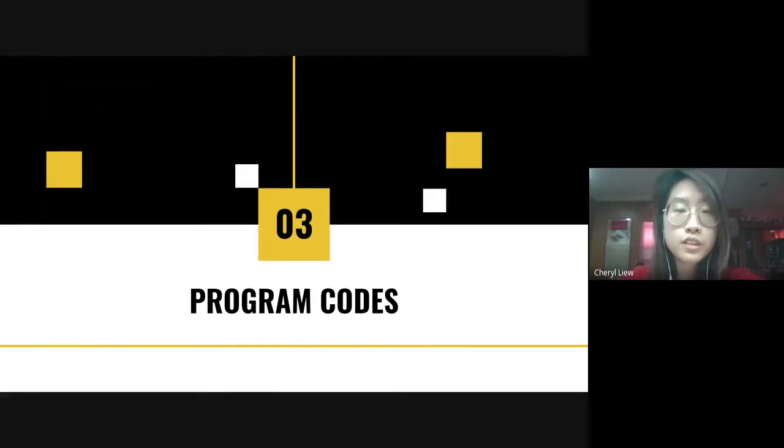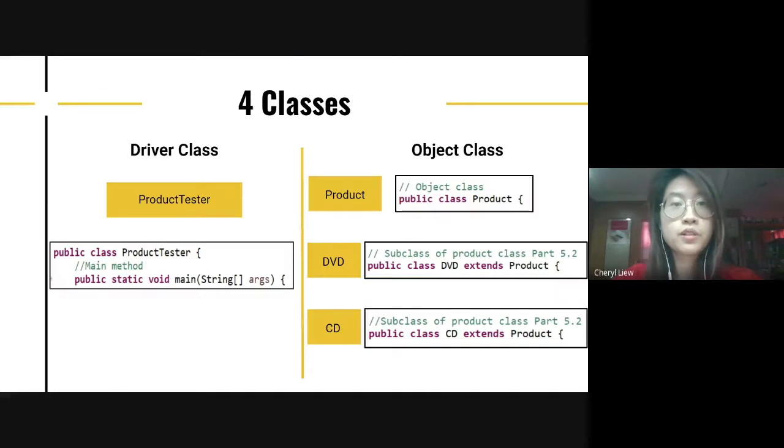So we will go into our program codes. So we will have 4 classes. Our driver class is product tester. So in product tester, we will have the main methods. And for our object class, we will have product, and we will have 2 subclasses, which is DVD and CD. So product is our superclass and DVD and CD is our subclasses.